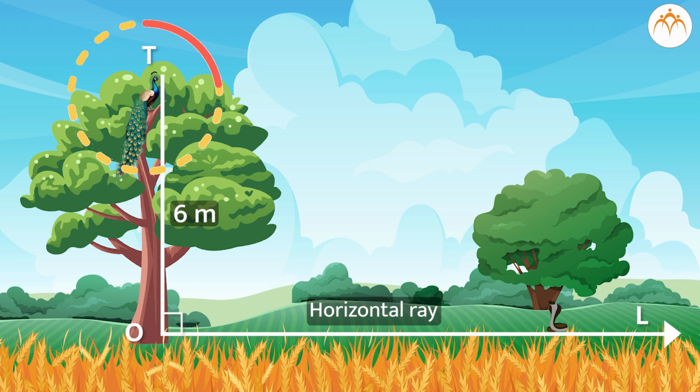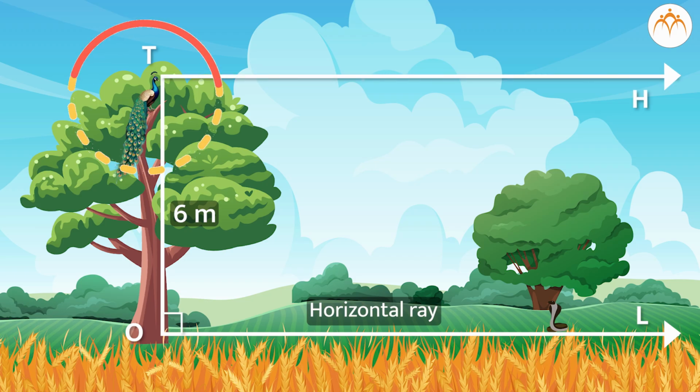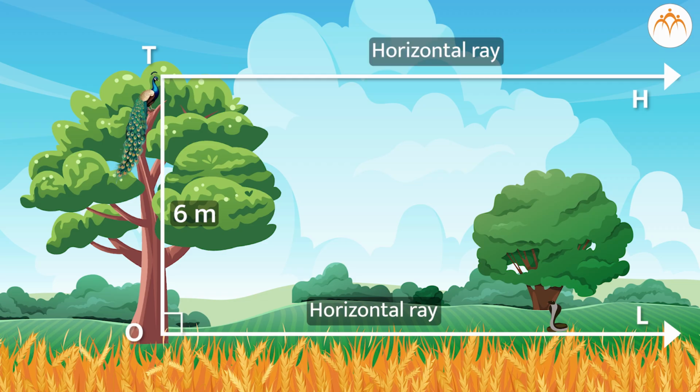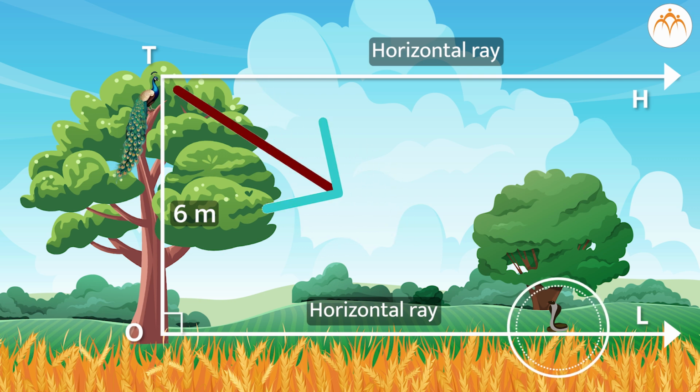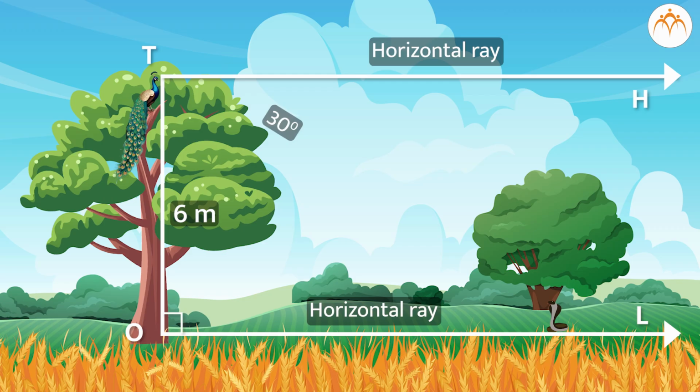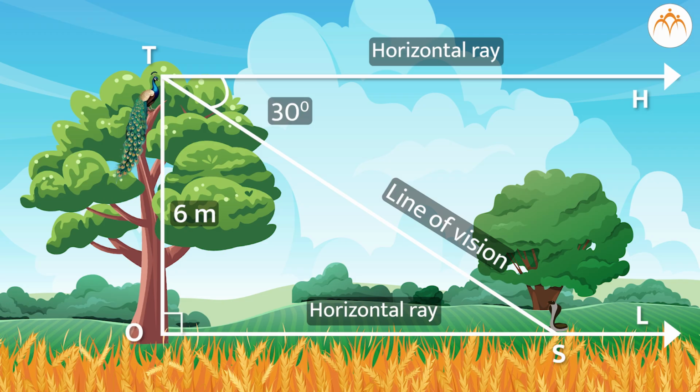Draw a ray TH parallel to the ground, that is parallel to ray OL. Now, according to the given information, the angle of depression formed when the peacock looks at the snake is 30 degrees. Therefore, draw segment TS, the line of vision, making an angle of 30 degrees with ray TH.